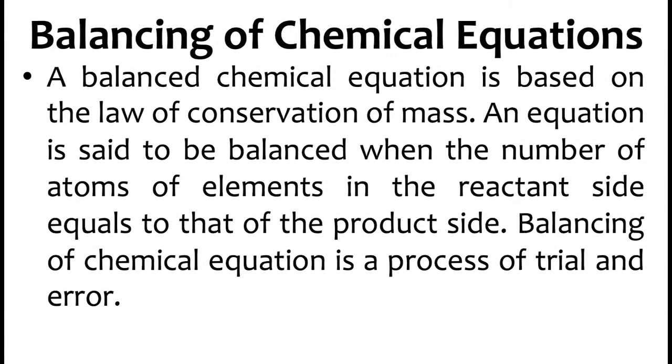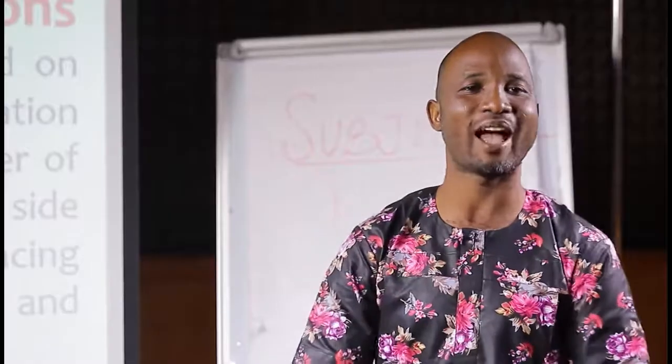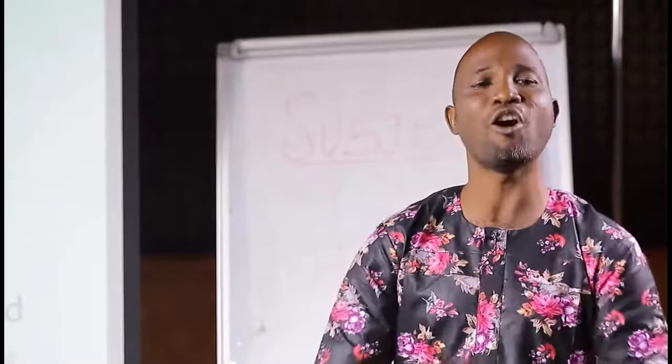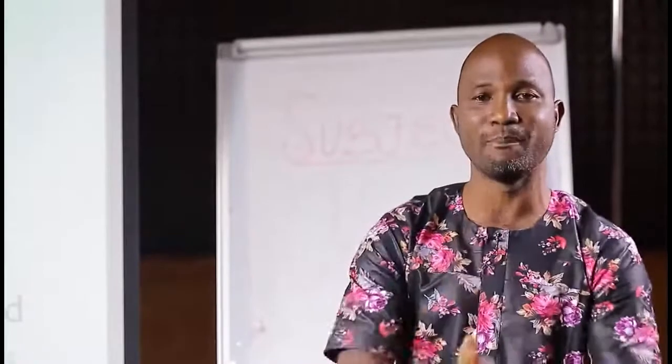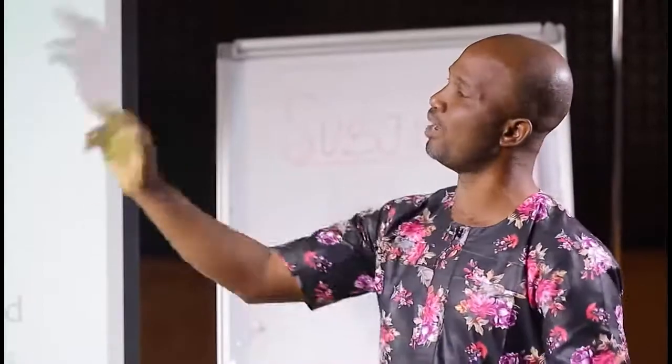An equation is said to be balanced when the number of atoms of each element on the reactant side is equal to that on the product side. Balancing a chemical equation is a process of trial and error. You will try as many times as possible until the equation is balanced. I'll give us some very simple examples.